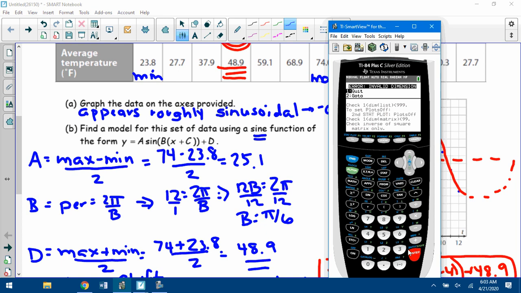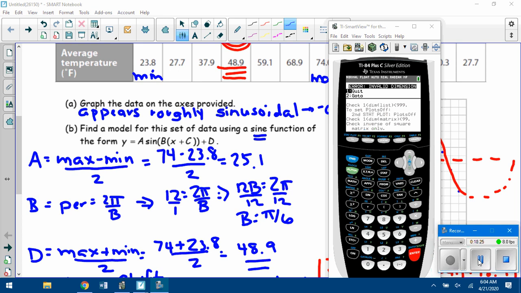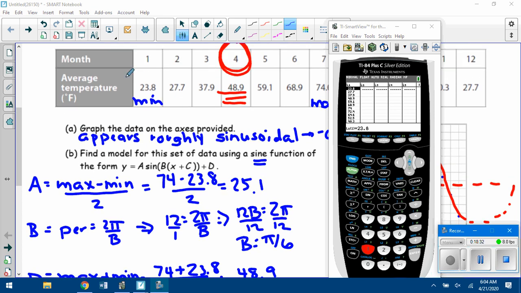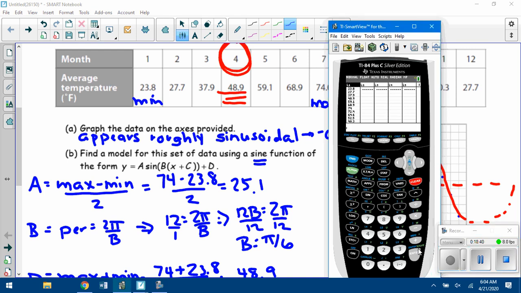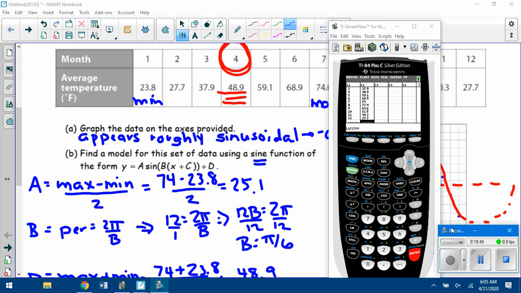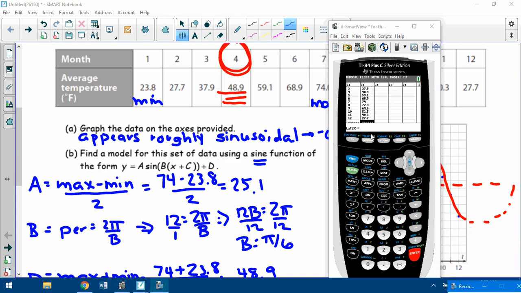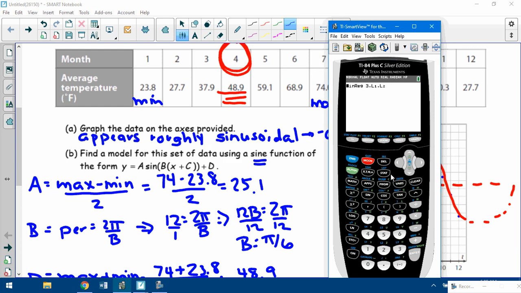What did I just do? Hang on one second here. Let me figure this out. Oh, I was completely stupid. That's what I did. Months should be L1. Average temperature should be L2. So don't waste your time. Let me do that real quick. I'm going to clear this out. I'm going to pause the video and put those all in, then we'll restart. All right, sorry about that. So I got everything in L1 and L2 now. So now, if I go and do that sine regression, it should calculate.